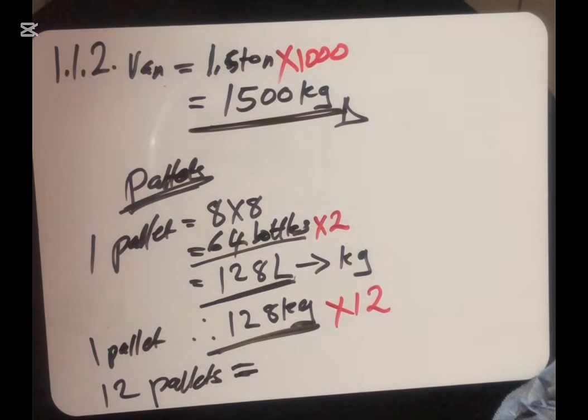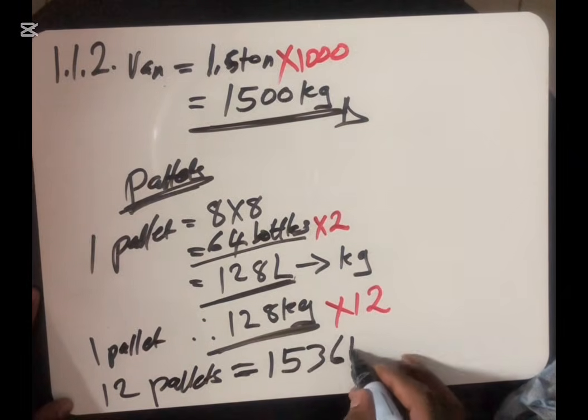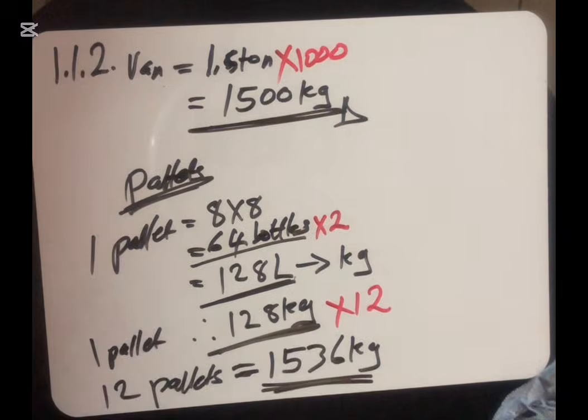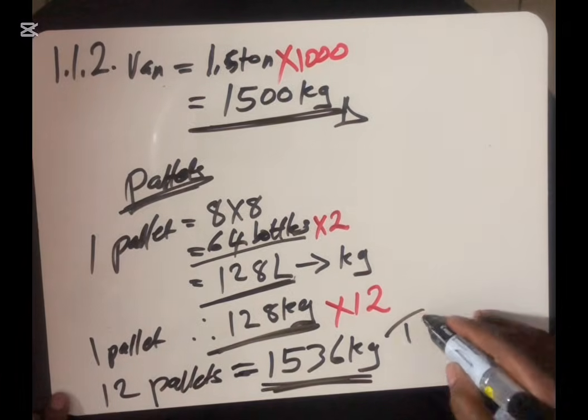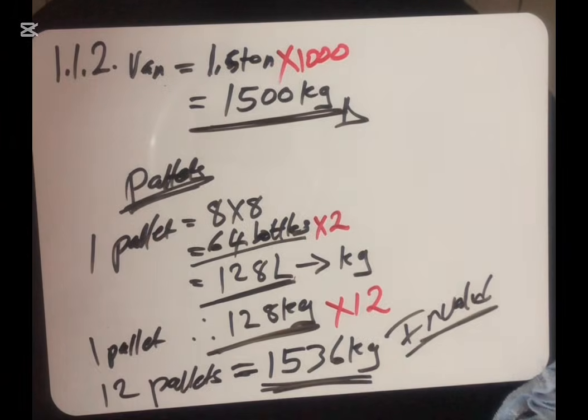We found that the total weight of 12 pallets is 1,536 kg. If you check this, it's bigger than 1,500. So invalid claim. This car cannot carry this weight. The weight is bigger than 1,500 and the car can only carry up to 1,500.